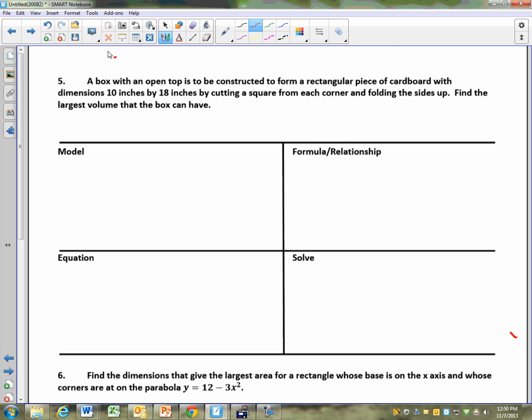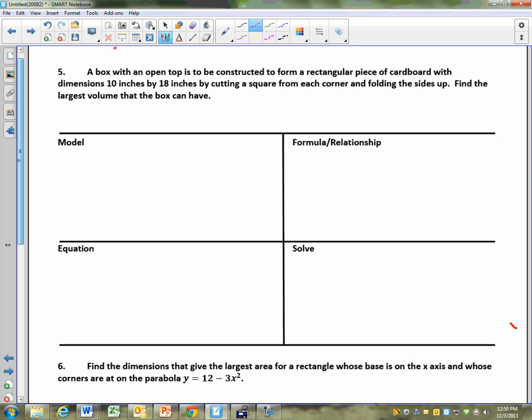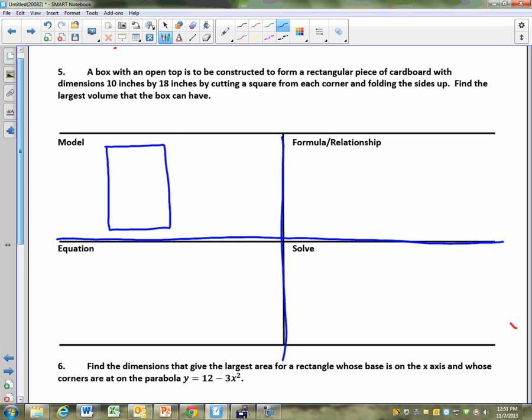On the next side, problem number 5. A box with an open top is to be constructed from a rectangular piece of cardboard. At this point, I stop and I draw 4 boxes. I say this is way too confusing for me to teach to everybody how it happens in my brain, so I organize it, and I start to draw a model. I've got a rectangular piece of cardboard that measures 10 by 18. It says I'm going to cut squares from each corner and fold the sides up.